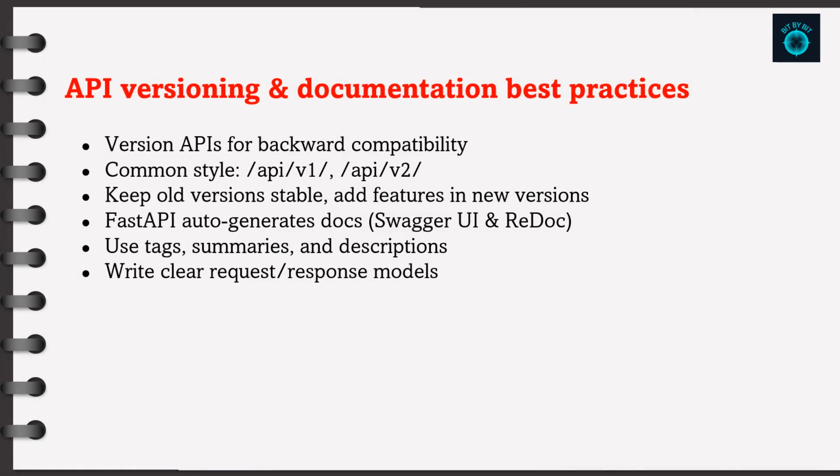API versioning and documentation best practices. In real-world applications, your API will change over time. New features are added, old fields may be removed, and security requirements may evolve. To avoid breaking existing clients, we use API versioning. The simplest way is to add the version in the path. For example, /api/v1/users for version 1 and /api/v2/users for version 2. Older clients can continue using version 1 while new clients upgrade to version 2. This strategy keeps backward compatibility, so updates don't break production systems.